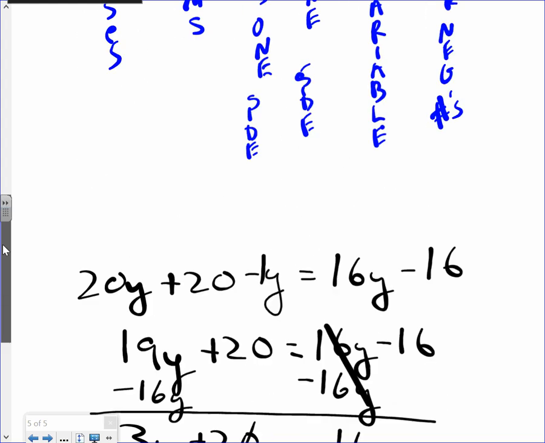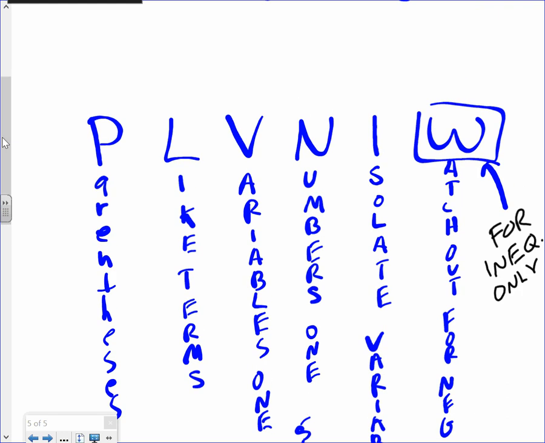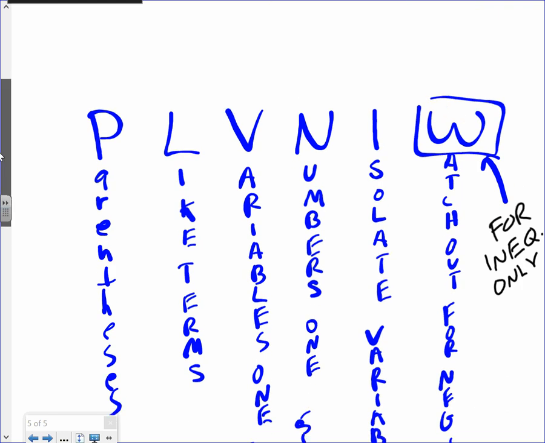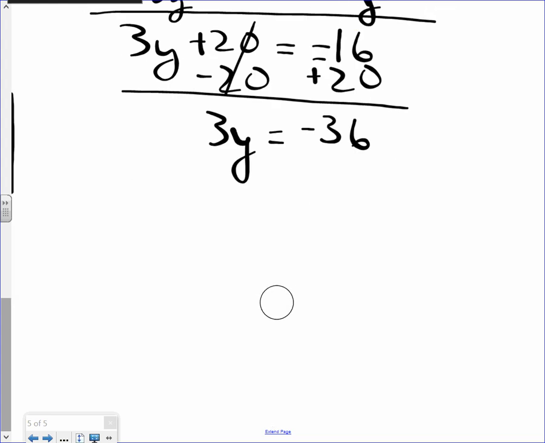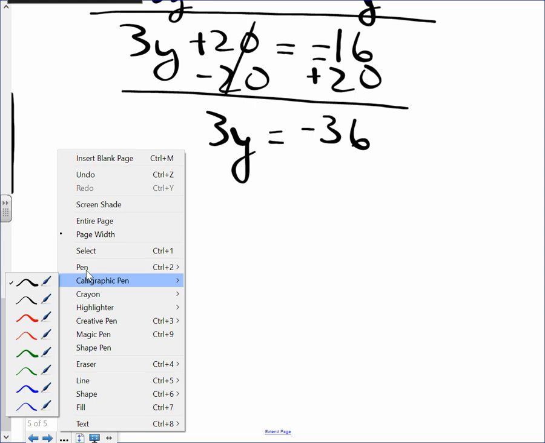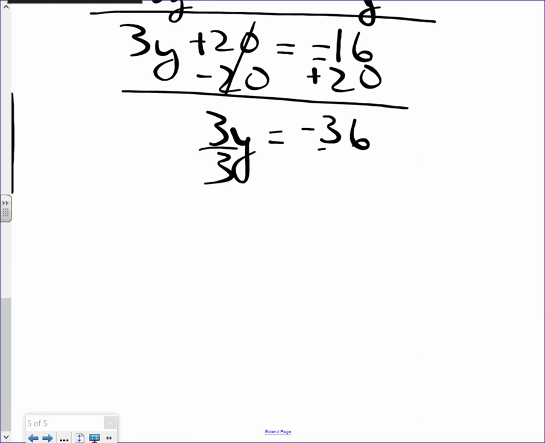Look at where I'm at now. I'm on I, isolate variable. Let's get variable by itself. Let's get rid of that 3, right? Divide by 3. Okay, that's the opposite of multiplication. Y then, awesome.